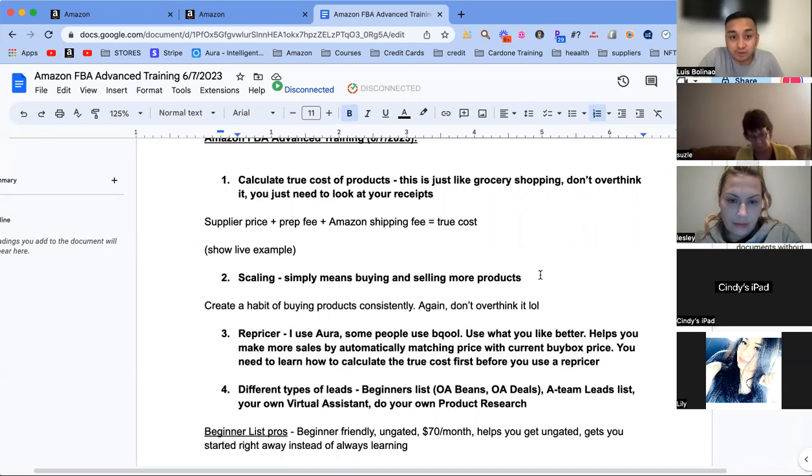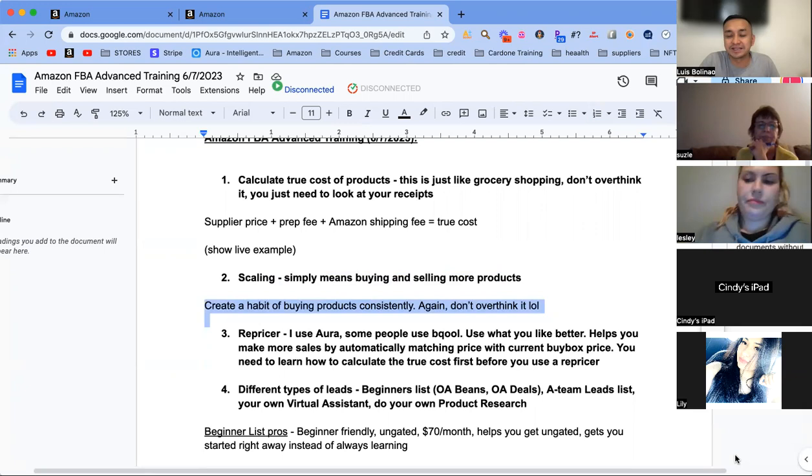And then the second one would be scaling. Scaling simply means you're buying and selling more products. For you to do this, you need to create a habit of buying products consistently. I'm sure you guys know this already. Again, don't overthink it. The way to scale is to keep buying profitable products. Are we all clear with that? Scaling is just a fancy word for buying more products and selling more products. That's it. No questions about that?